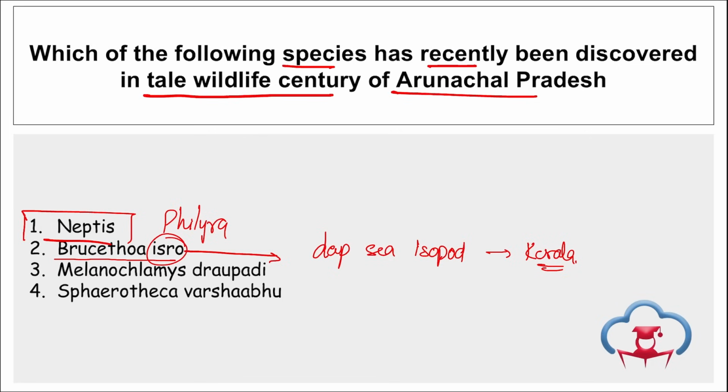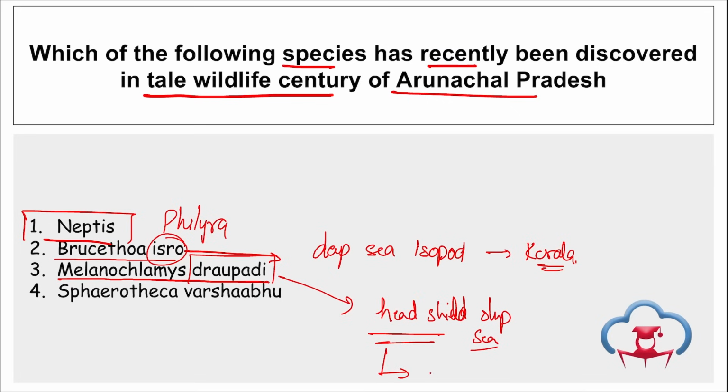Then apart from this, if we talk about Melanoclemis dropdi, right, remember recently the researchers from Zoological Survey of India, they identified a new species of head shield slug. Head shield slug, that is a sea slug, right, and that was named Melanoclemis dropdi. As we know, this is named after President of India Draupadi Murmu ma'am, the 15th President of India, and this new species of head shield sea slug was discovered off the coast of Odisha and West Bengal.